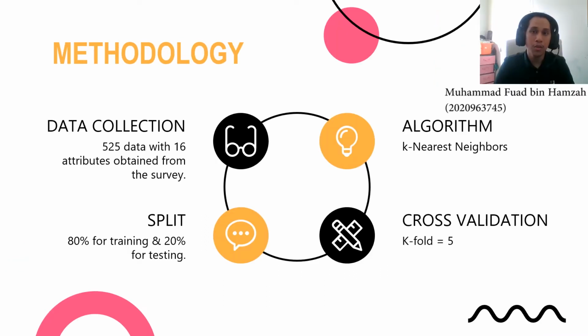Okay, now we go to the methodology. For this section, we will explain four categories: the first is data collection, the second is algorithm, the third is data split, and the last is cross-validation. For data collection, we collected 525 data from 16 attributes from a survey. For algorithm, we chose k-nearest neighbor. For the data split, we decided to use 80% of the data for training and 20% for testing. For cross-validation, we chose K-fold with a value of 5 because we have 5 team members.